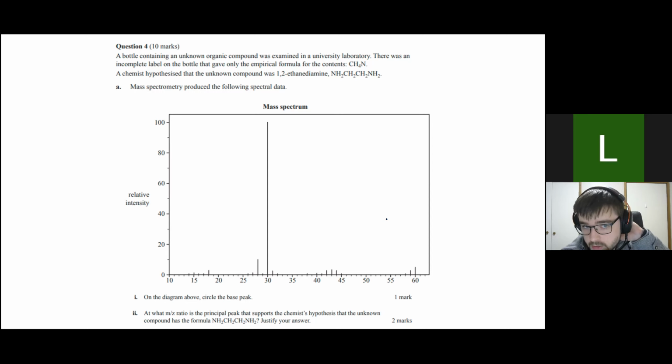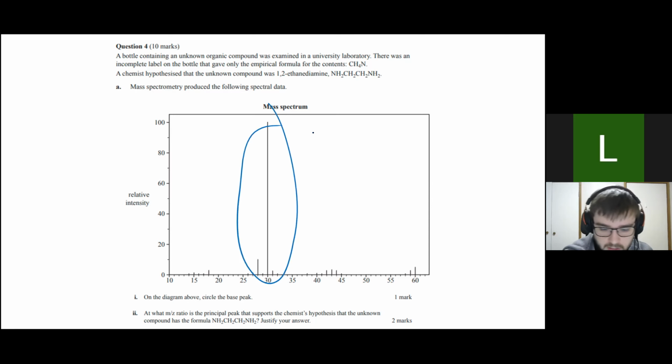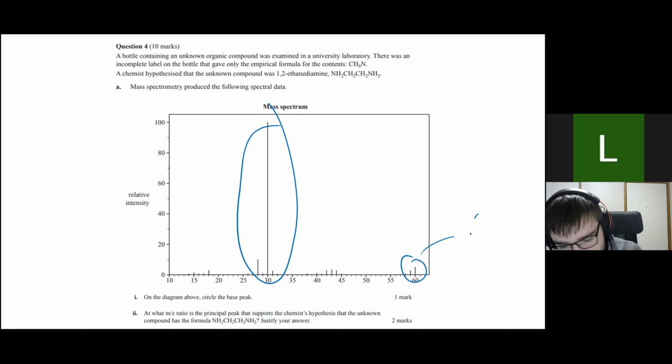As spectrometry produced the following spectral data. On the diagram above, circle the base peak. The base peak is the tallest one. There you go, there's a mark. At what M/Z ratio is the principal peak that supports the chemist's hypothesis that the unknown compound has the formula of that? I would go ahead and say the parent ion or the molecular ion peak here would give you the best justification, because this is 60. That tells you the overall mass of the compound.